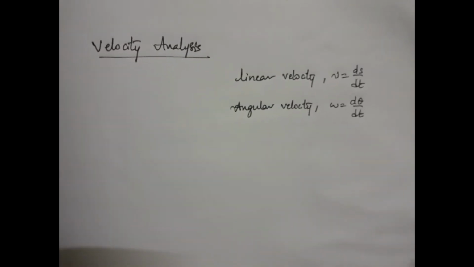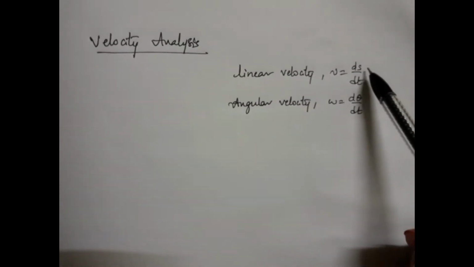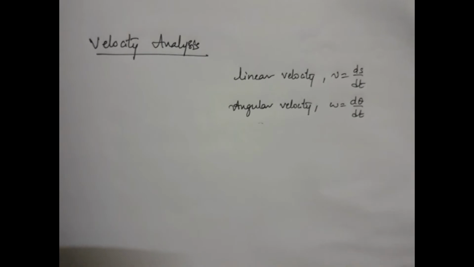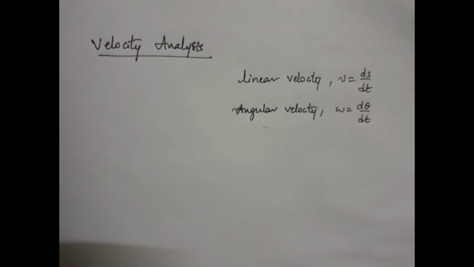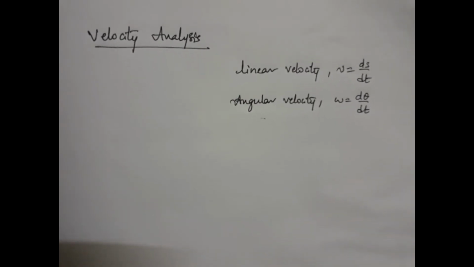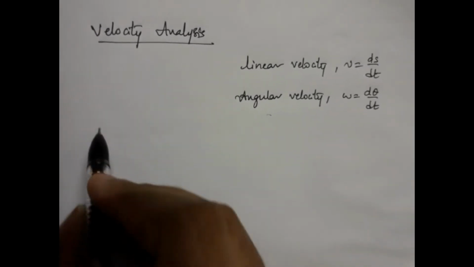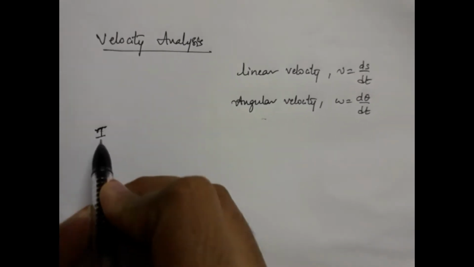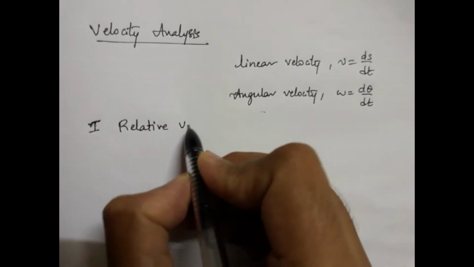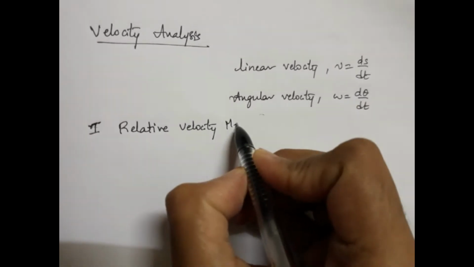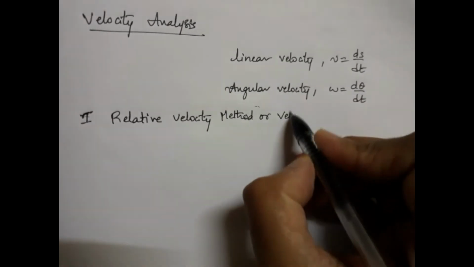Depending on the type of motion, we have two types of velocities. For linear motion, it is linear velocity, rate of change of displacement. For angular motion, it is angular velocity, which is rate of change of angular displacement. Now, in kinematic analysis, velocities of various links can be determined by any of the following methods. The first being the relative velocity method, this is also called the velocity polygon method.